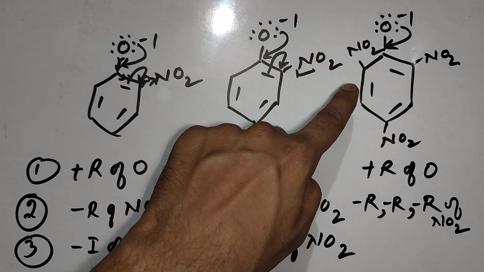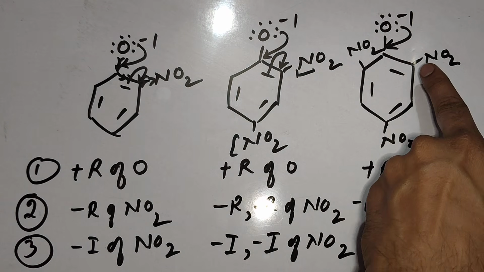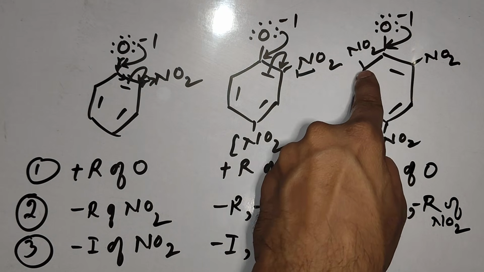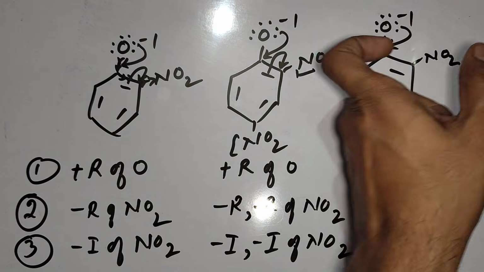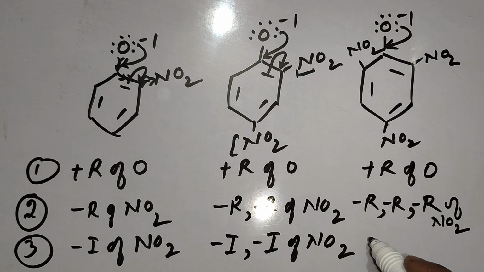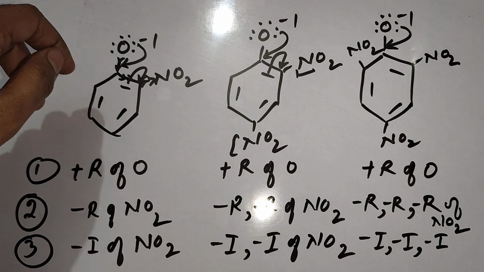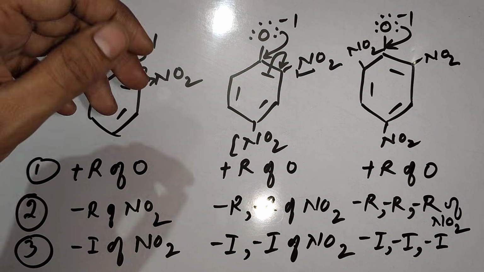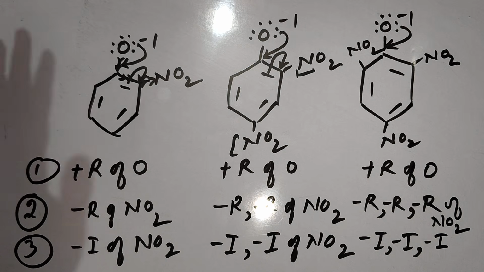In this case, how many times will minus I effect be there? 3 nitro groups are there, nitrogen atoms which are attracting electrons due to higher electronegativity as compared to carbon. So 3 times minus I. That's it. All the factors we have written. Now it's time to conclude. If I ask in which case the negative charge of oxygen is decreasing most, the answer will be this case, the third case.